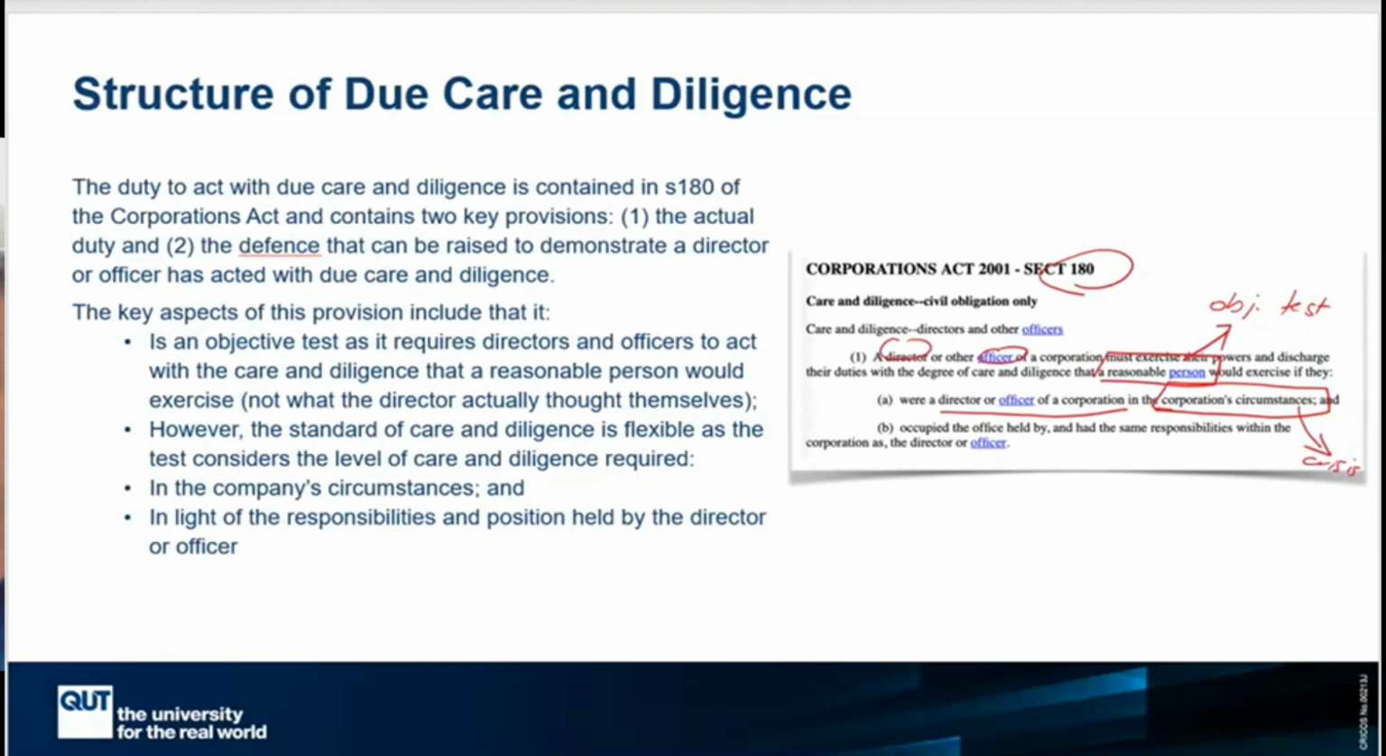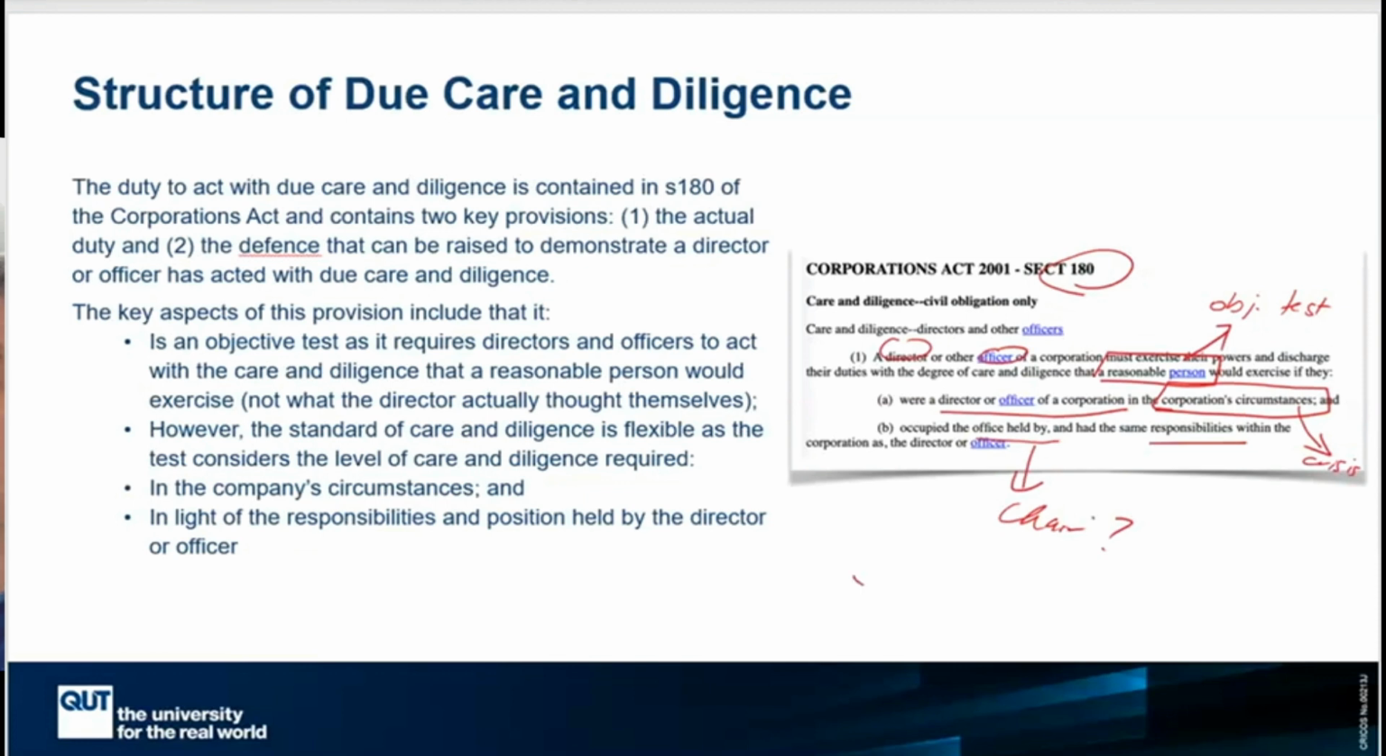And so it's what a reasonable person would expect of a director in those company circumstances, and that the person occupied the office held by and had the same responsibilities within the corporation as the director or officer. Okay, so that means things like, are you chair of the board? If you're chair of the board, wouldn't you expect that person to exercise more care and diligence than someone who's not the chair? Wouldn't you expect more care and diligence of an executive director than a non-executive director? All of these things become important in terms of determining what level of care and diligence.